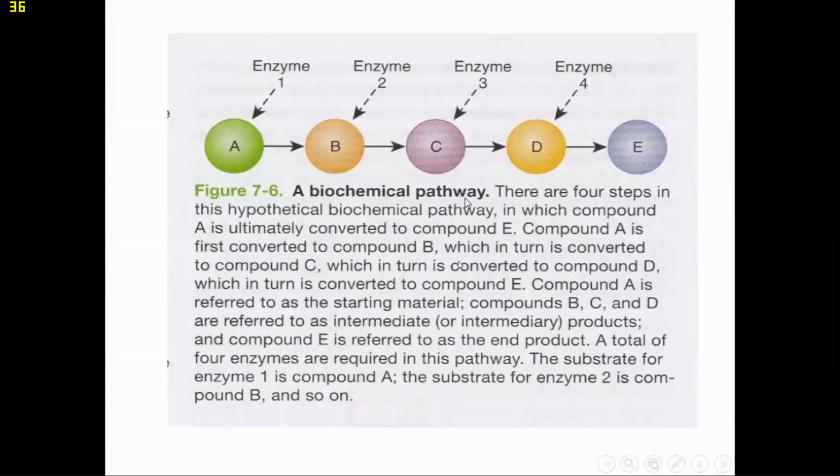Look at the biochemical pathway. This is the starting material. E is the ending product, the end product. And in between, B, C, D are intermediaries. So the starting material will be acted upon by enzyme number 1 to transfer it to B, acted upon by enzyme 2, which is specific to B, and so forth until you get the end product. So starting compound, end compound, and in between are the intermediary products or compounds.